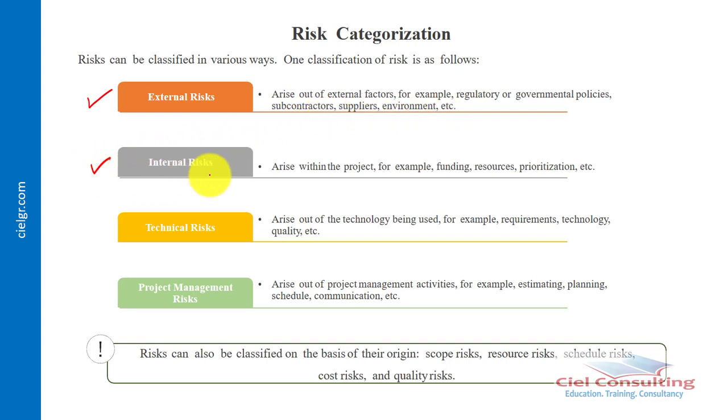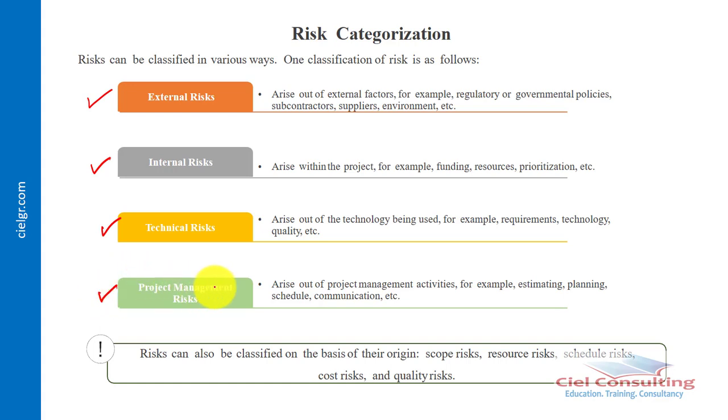We also have internal risks. These are risks that arise within the project. For example, funding, resources, prioritization. This is what we refer to as internal risk. Then there's also the technical risk. This is a risk that arises out of the technology being used. For example, requirements, technology, and also quality. All of these are what we refer to as technical risk.